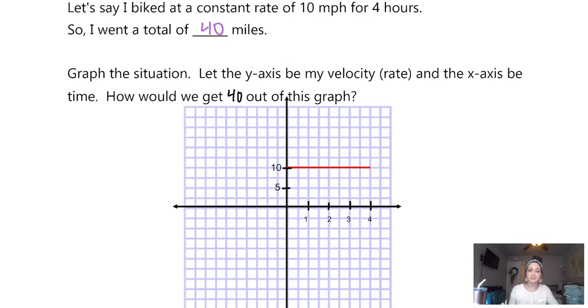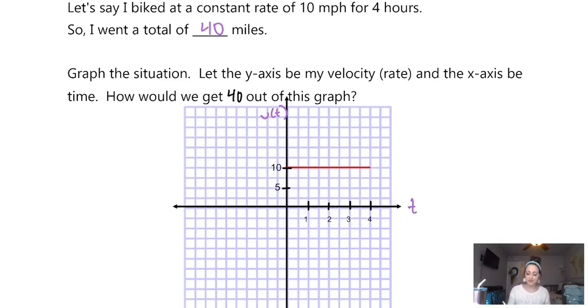And now let's graph the situation. So what I've done is my y-axis is representing my velocity or my rate. So I'm going to call this axis v of t. And then my x-axis is representing my time, okay?